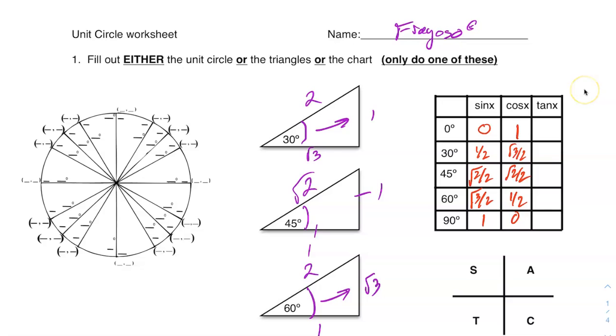Now tan is sine over cosine. So you're just going to put sine over cosine. 0 over 1 is 0. 1/2 over rad 3 over 2 is going to get you 1 over rad 3. Some people call that rad 3 over 3 if you rationalize. I don't care either way. Rad 2 over 2 over rad 2 over 2 is the same thing, so it's 1. Rad 3 over 2 over 1/2 gets you just rad 3. And then 1 over 0 you cannot divide by 0, so it's undefined. So the table, that's how you set up the table.